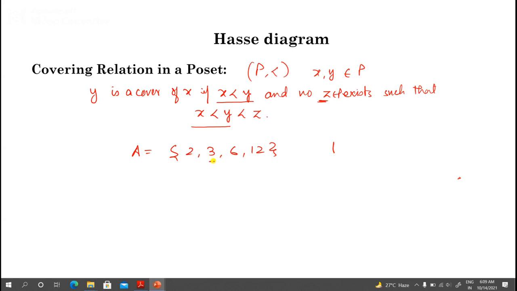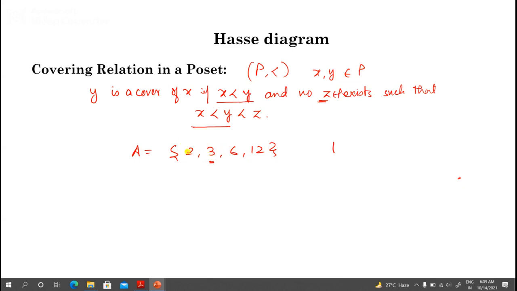Look at this, 3 is there between 2 and 6. But 2 does not divide 3. It means this condition, 2 divides 6 and 3 is there between 2 and 6, but this condition, 2 divides 3, does not satisfy. That's why 3 is not a cover of 2, as I already told you. 6 is a cover of 2. So 3 is between 2 and 6 but as a number only. So no use of 3 as a covering.